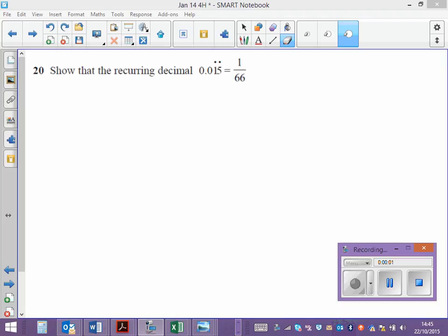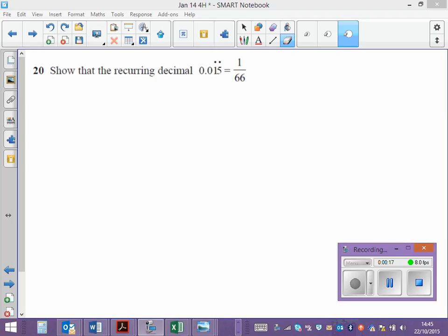Be careful here. You're not going to get any marks if you just type the decimal into your calculator and show that it's 1/66th, or if you divide 1 by 66 and get that decimal. You need to use non-calculator methods here to show that the decimal is equal to the fraction.